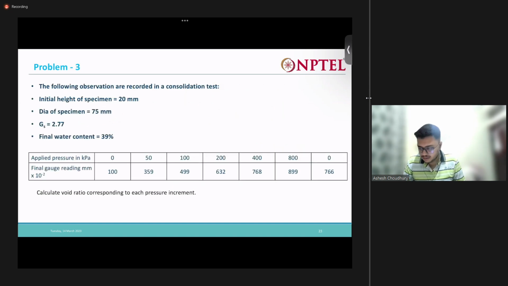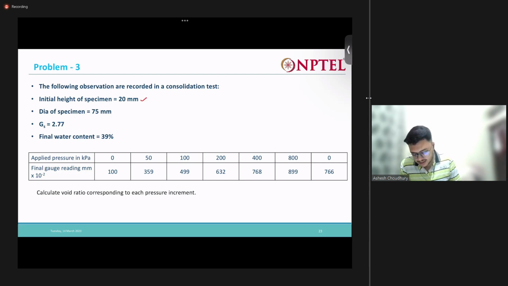Now let us come to our main topic, which is consolidation. These are some observations recorded in a consolidation test. You can see there is applied pressure, and below that the final gauge reading, the dial gauge reading in mm. The initial height of the specimen is given as 20 mm.